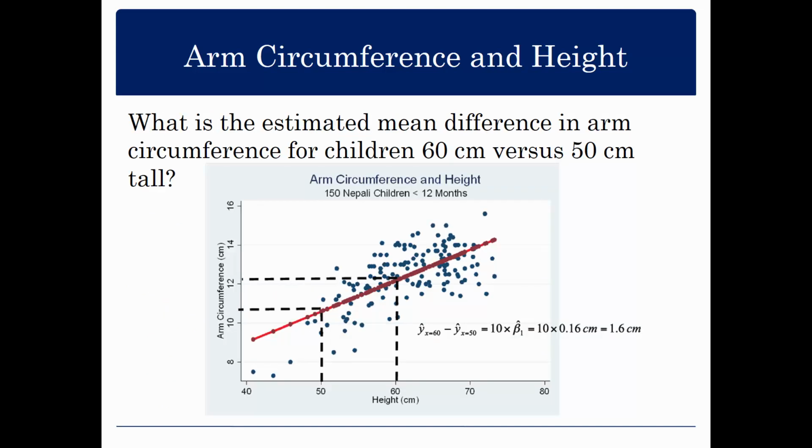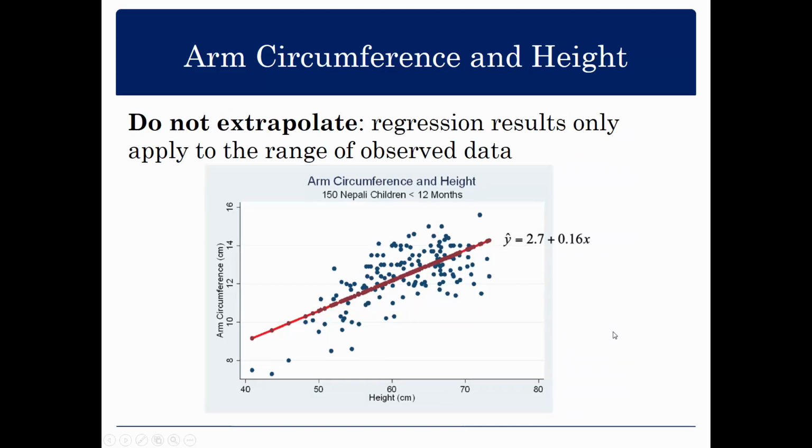That's not always meaningful. You might want to compare specific groups that are different than 1 unit apart on the X. So maybe 50 versus 60 centimeters. And I just take that difference and multiply it by the slope estimate, and I get 1.6 centimeters. So the average difference in arm circumference for children who are 10 centimeters different in height is about 1.6 centimeters.